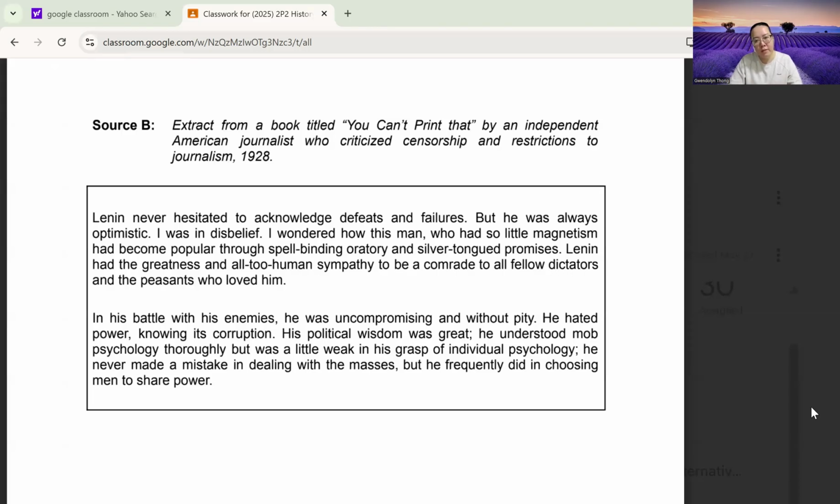So in this case, when you compare the provenance, which is the line above the box, with the content itself, you'll be like, hey, it doesn't match. Because the American journalist criticizes censorship and restrictions, and yet within the source itself, he appears to be supportive of Lenin, whom we know through our historical knowledge is someone who actually practices some level of censorship and restrictions. So in which case, which one should we focus on? I think you need to focus on the source itself rather than the provenance. This source is still supportive.